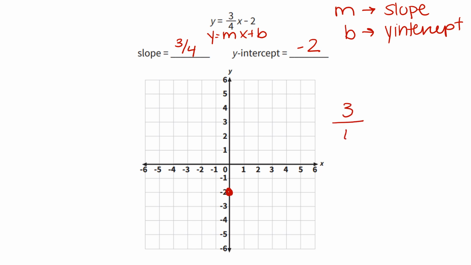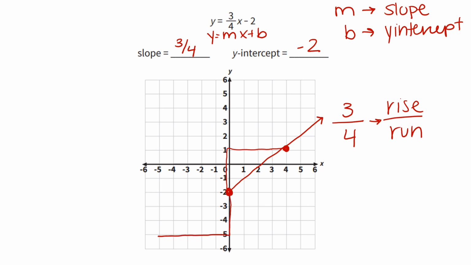We then use the 3/4 fraction to represent the rise over run. It is positive, so we go up 3 and over 4, making our new point. We can also go the other direction, down 3 and over 4, connecting those points as well until the line reaches all the way across the graph.